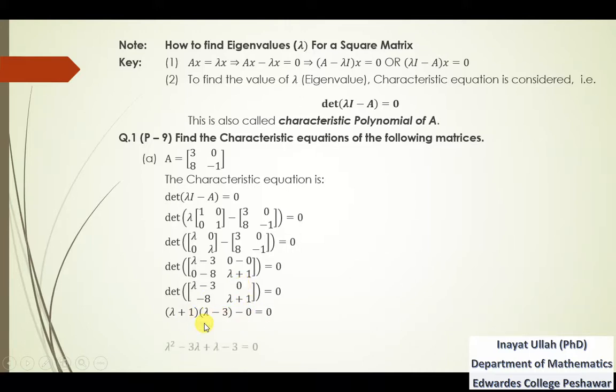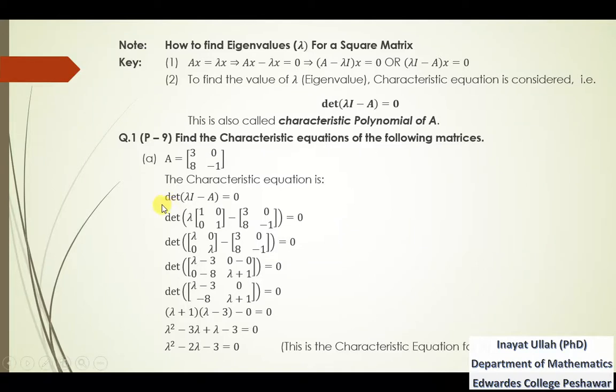And multiplying these two, lambda square minus 3 lambda plus lambda minus 3. Minus 3 lambda plus lambda is minus 2 lambda. So lambda square minus 2 lambda minus 3 is equal to 0. This is the characteristic equation for this matrix A. So that is the whole story of how we could find the characteristic equation for a square matrix.